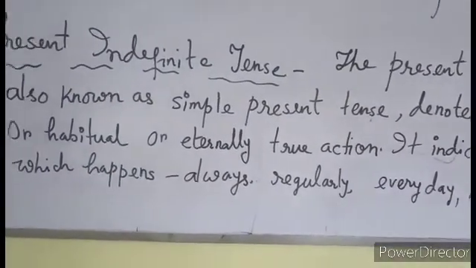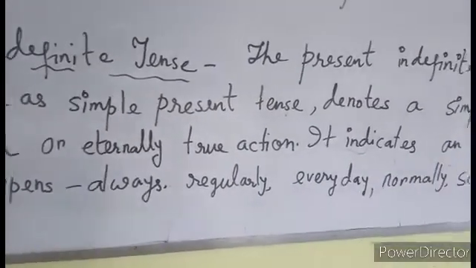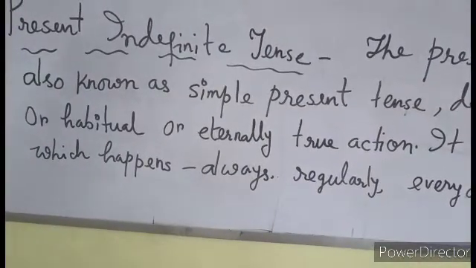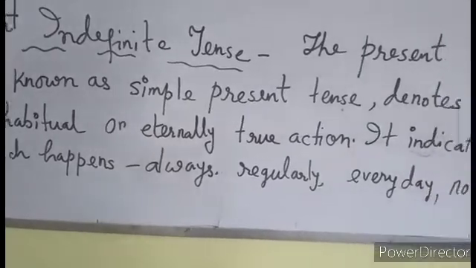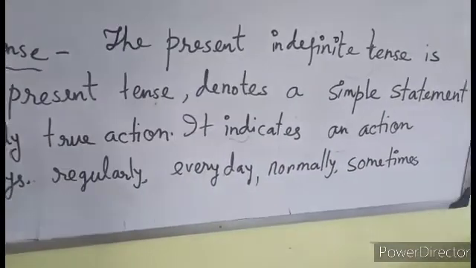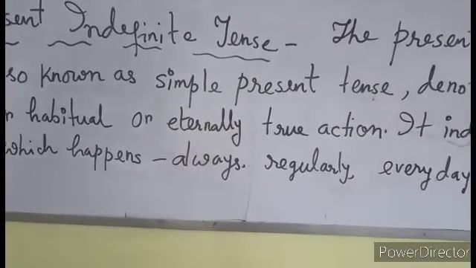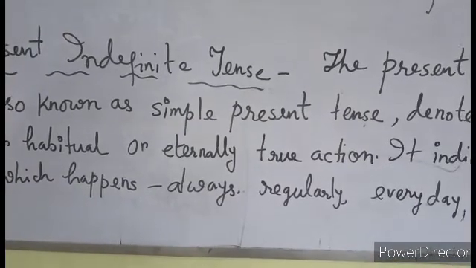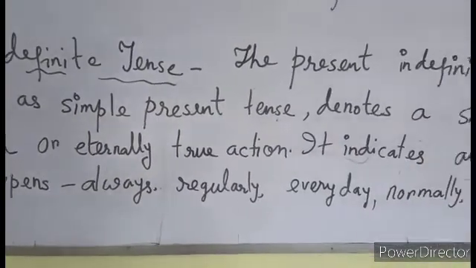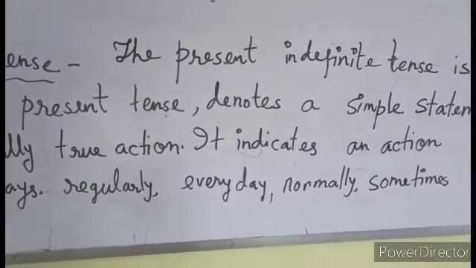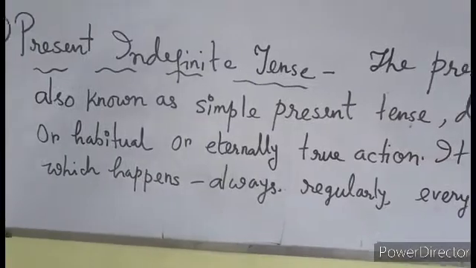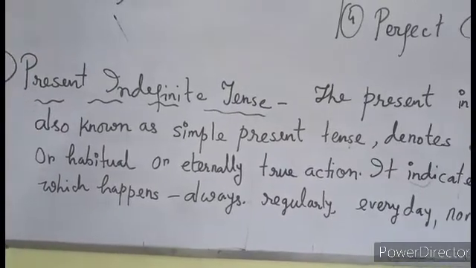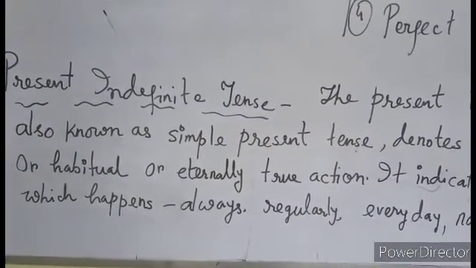So understood? Present indefinite tense is also called simple present tense, which denotes simple statements that are habitual or eternally true actions. That means it indicates an action which happens always. For example, the sun always rises in the east, the moon shines in the sky, regularly, every day, normally, sometimes. If such conditions are there and the verb is used in that manner, it is called simple present tense.